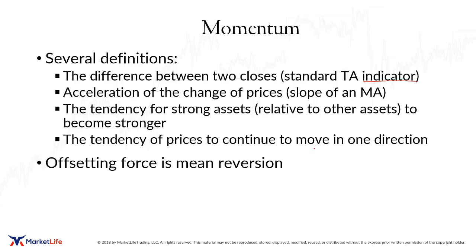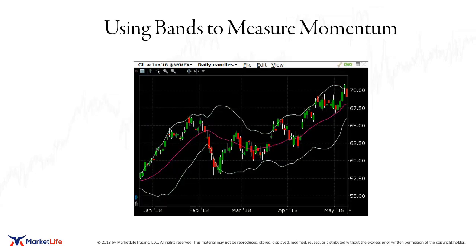The offsetting force against this is mean reversion, which is the tendency for prices that have made a large move in one direction to snap back in the other direction. And understanding this interplay of momentum and mean reversion is really one of the critical things to understanding how markets move. And I'll just show you an example here.